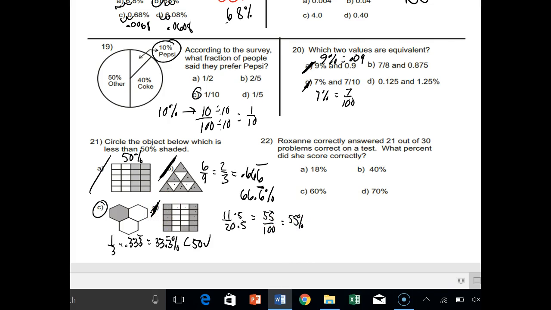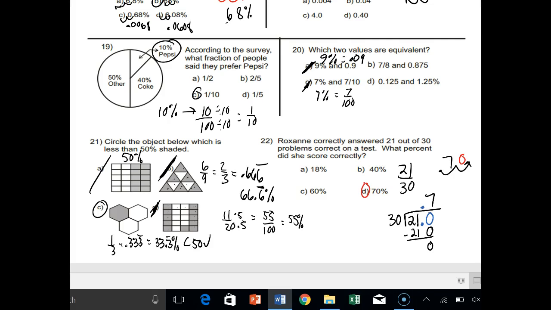Lastly, Roxanne answered 21 out of 30 problems correctly. What percent did she score correctly? This, you're literally just going to have to do the math. You're going to have to do the division. 30 goes into 21. It doesn't, so you put decimal, decimal, 0. And then 30 goes into 210. Or just imagine 3 goes into 21, right? Goes in there 7 times. It's 210, 0.7. Which is 0.7, once, twice. It's not 7%, it is 70%, D.